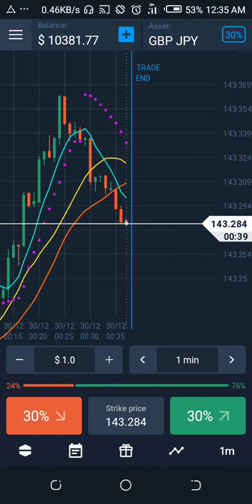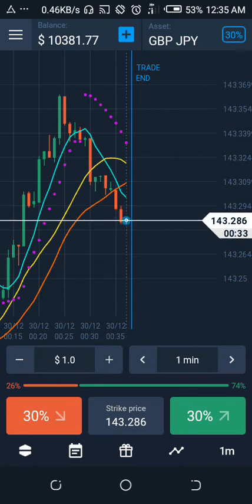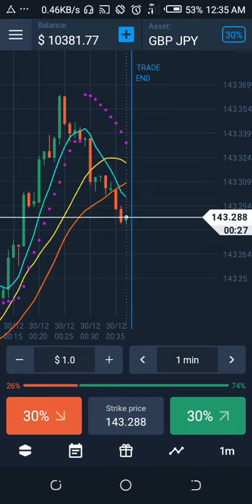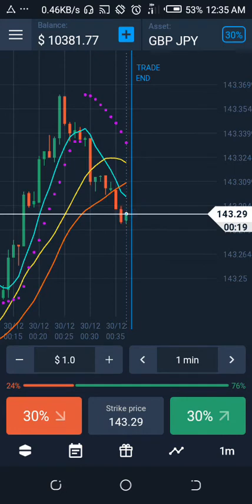At the same time, if green and yellow meet and face an upward direction, and the parabolic here also faces an upward direction, it will form a trend upward. It will face upward, our parabolic SAR. If it faces upward, that is a buy. You have to execute a buy trade.